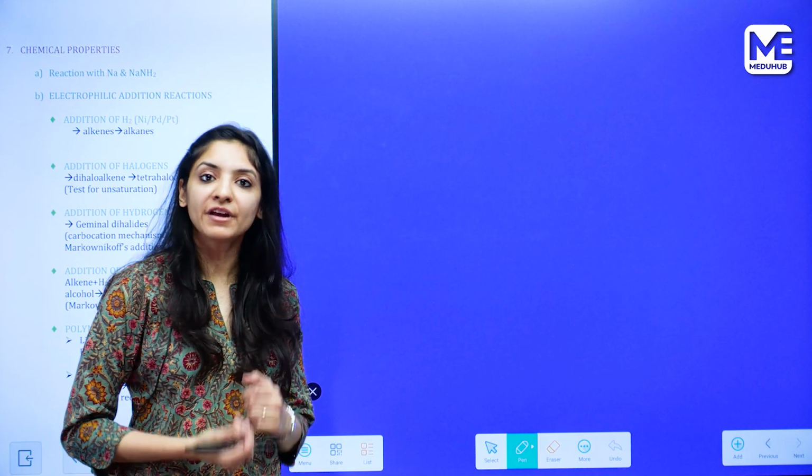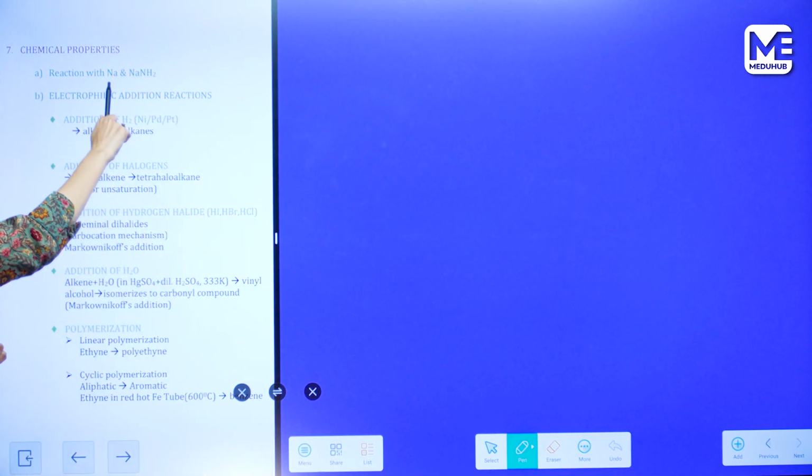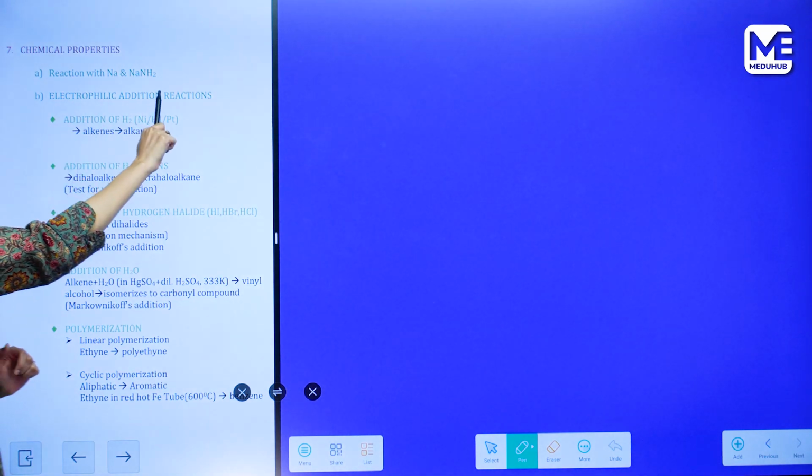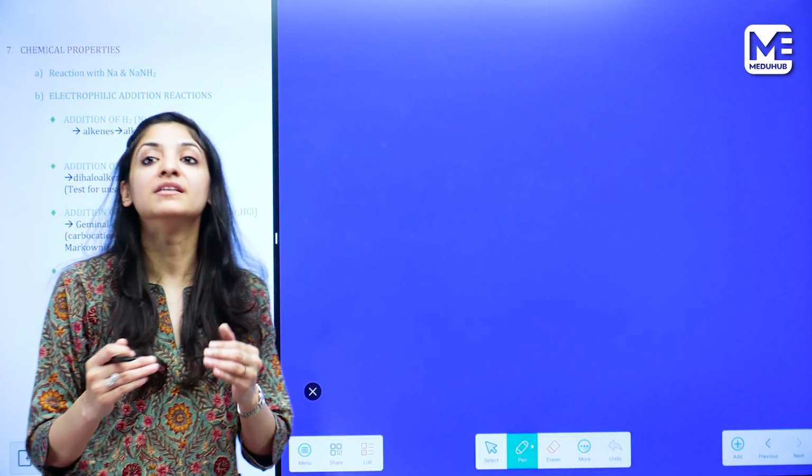The next and the last topic for alkynes is the chemical reactions of alkynes. The first reaction is reaction with sodium and NaNH2. We have already studied this under acidity of alkynes. So when an alkyne reacts with sodium or NaNH2, which are strong bases, either hydrogen or ammonia is released and we get a salt. This tells us that alkynes are acidic in nature.